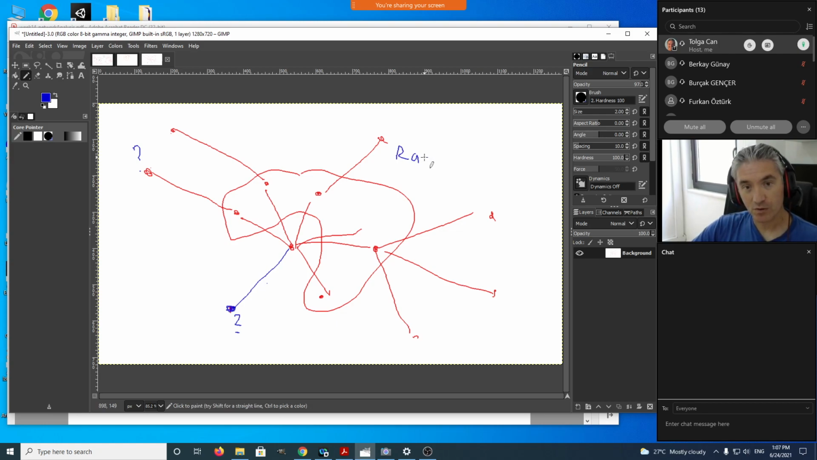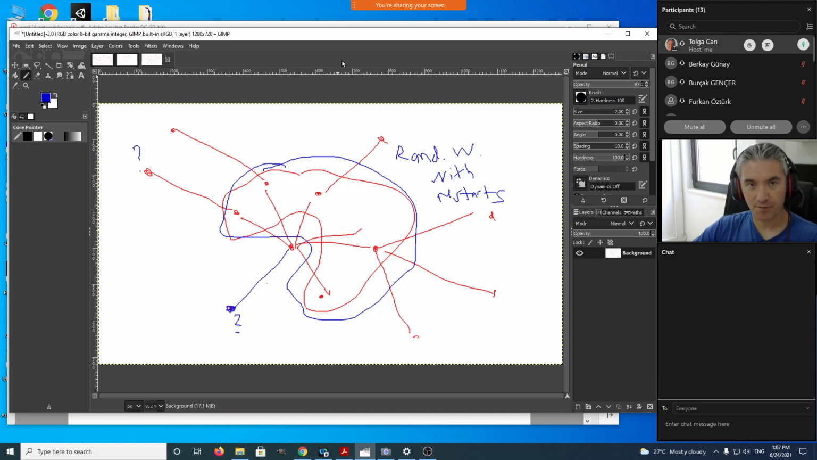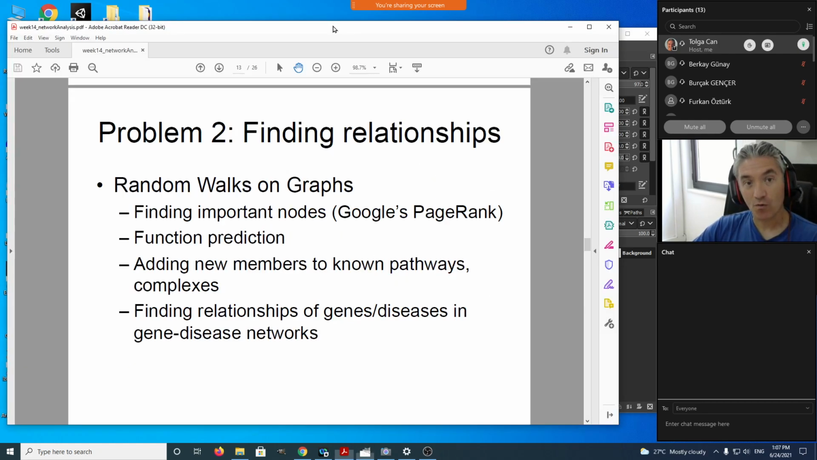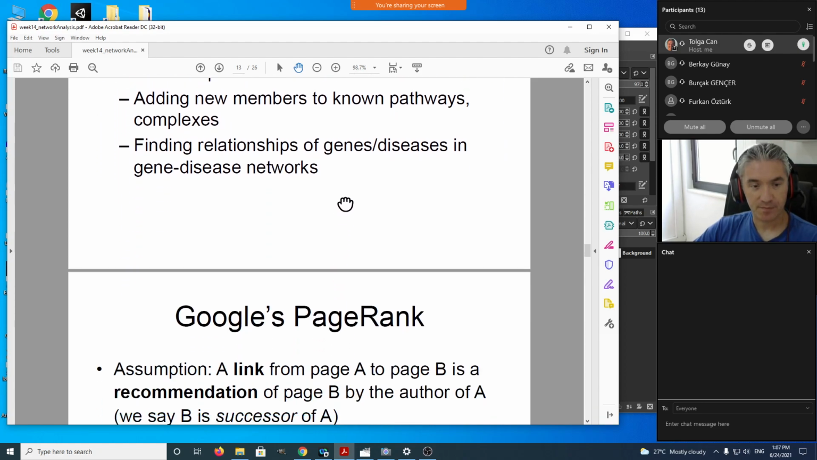Okay, random walks with restarts, in which we focus our attention on a given set of nodes and how close other nodes in the network are to them. If we don't have such a focused set of genes, random walks on graphs can also be used to find the importance of the nodes in the graph overall. And Google's PageRank algorithm actually uses it in that regard.